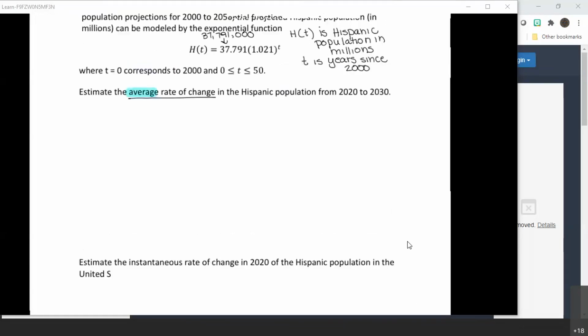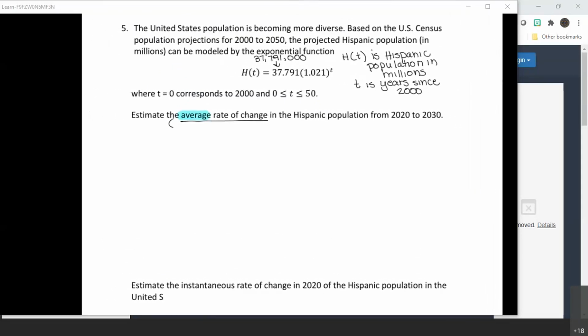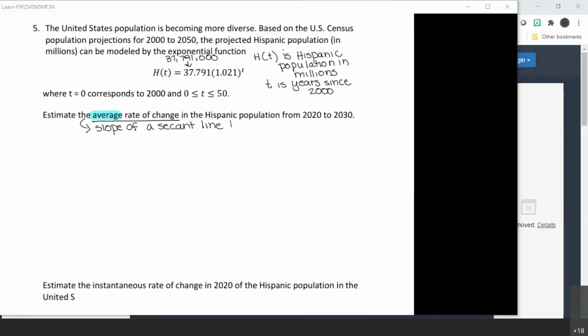Anybody have any thoughts? Anybody remember from stuff we did prior what average rate of change is? Yes. Average rate of change is the slope of a secant line between the 2 points. What 2 points? So what 2 points do I use?